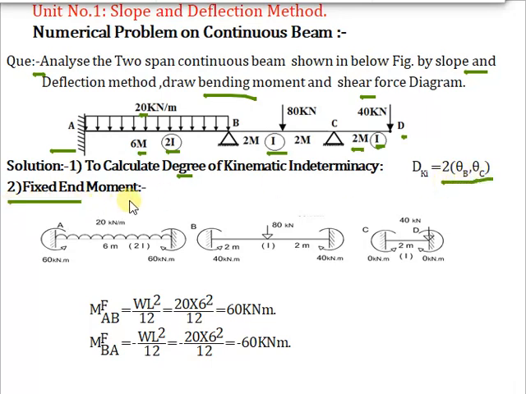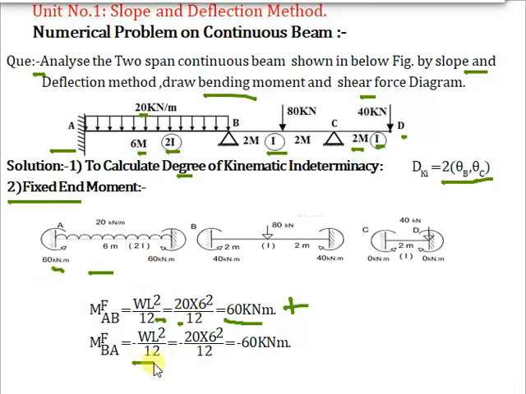Next step, find out the fixed end moment for each span. Let's consider span AB having a UDL of 20 kN per meter. The formula for UDL, fixed end moment at A, MFAB is equal to WL square by 12. W is 20 into span 6 square divided by 12 is equal to 60 kN meter. And it is in anticlockwise sense, so positive.